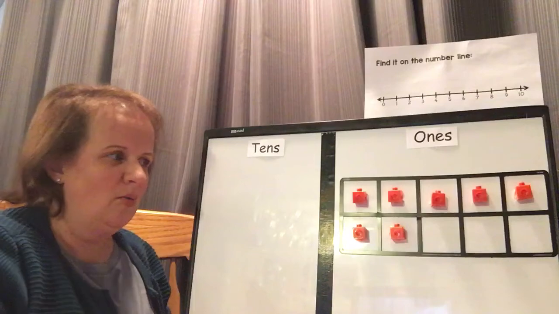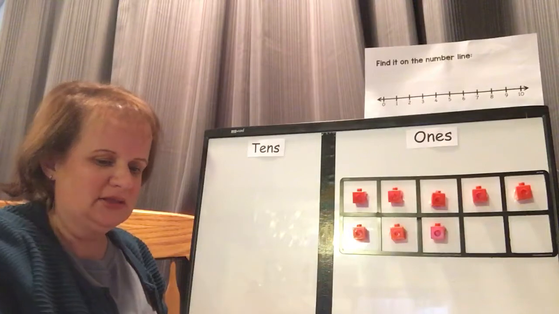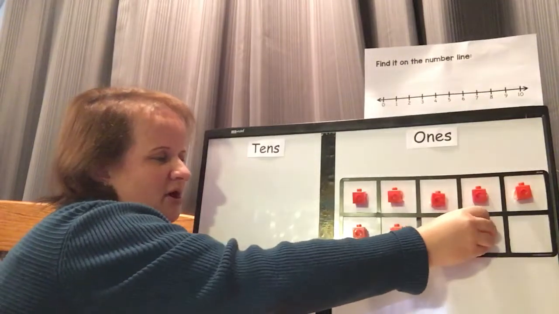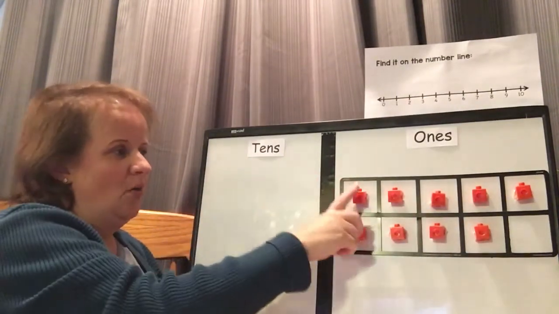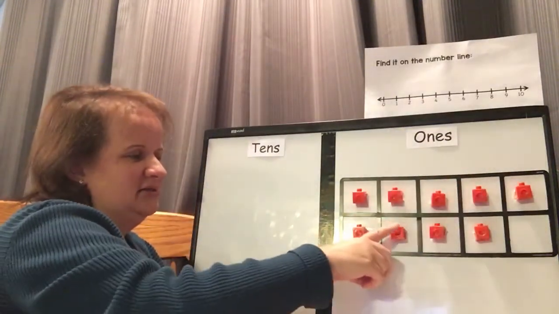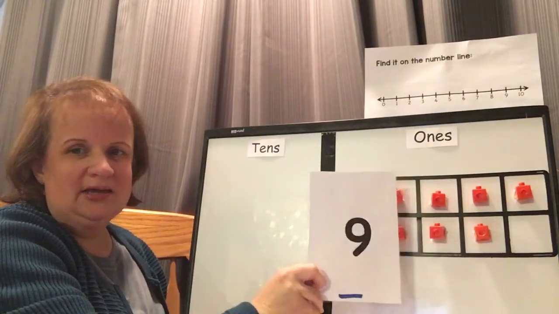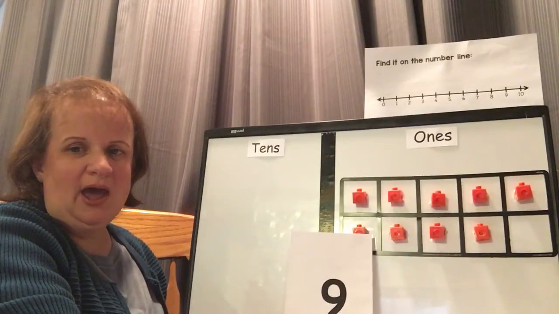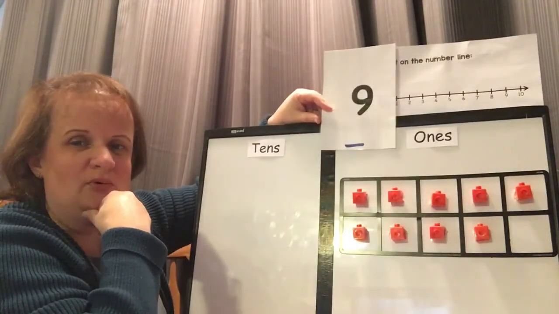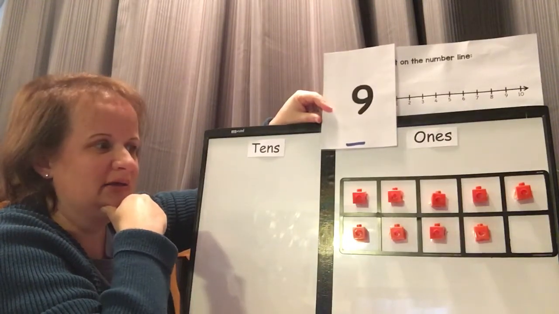Okay, now I'm going to add 2 more blocks to my 10 frame. And I want to match how many blocks there are to my number card. Ready, friends? 1, 2, 3, 4, 5, 6, 7, 8, 9. I have 9 ones. There are 9 blocks in the ones column of my board. There are 9 blocks on our 10 frame. 9.